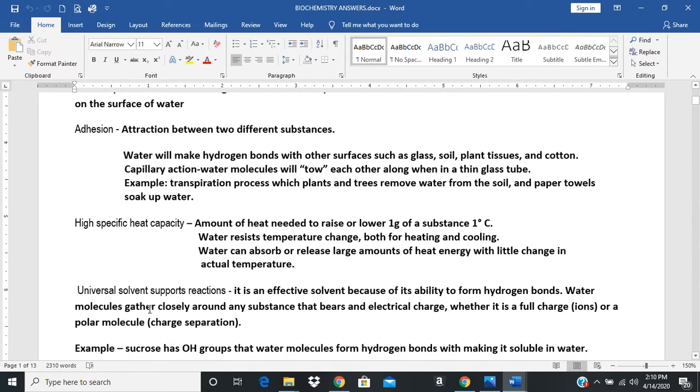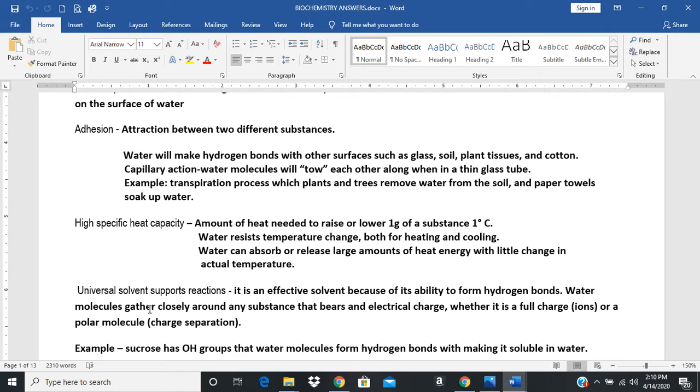Now, one of the things that contributes to transpiration is the process of evaporation. Water has a very high specific heat, which means you need a tremendous amount of heat added to it in order to raise the temperature by 1 degree Celsius. So 1 gram of that substance, 1 degree Celsius. So water can absorb or release large amounts of heat energy, and its actual temperature doesn't change.